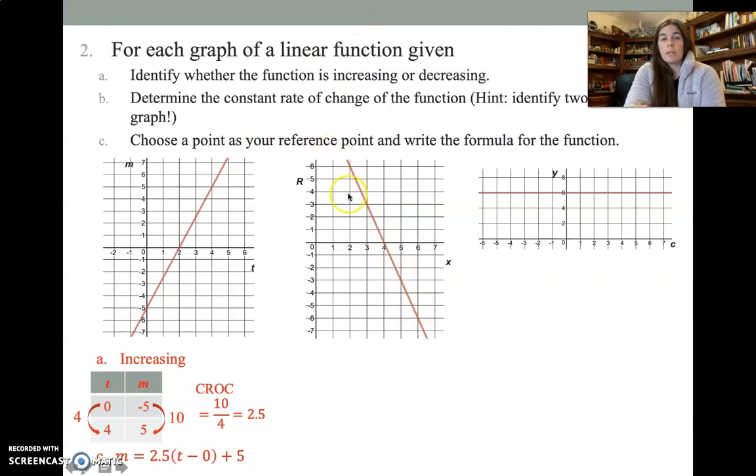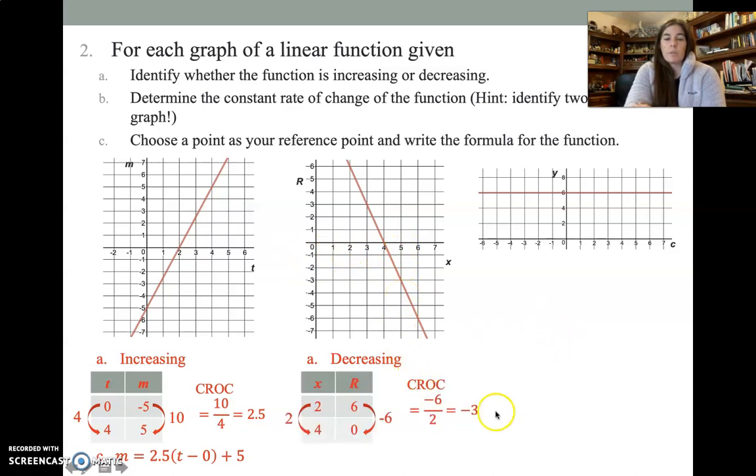Same thing, okay, second one, so increasing or decreasing. This is now decreasing because as my input's increasing, the output is decreasing. So a negative croc I would expect, so you should always make sure. I picked these 2 points. Again, you could pick different ones. You find your change in input, you find your change in output, you divide, you get -3. Pick one of those 2 points as your reference point, and then write your formula. All right, so really the key, if you need to write a function, is pick 2 points on your graph. Once you have those 2 points, find your croc. Once you have your croc, pick one of the points.